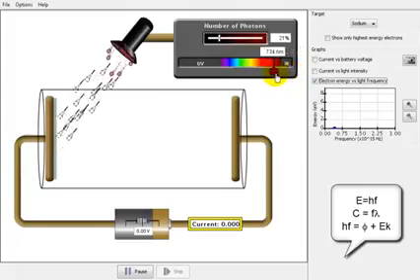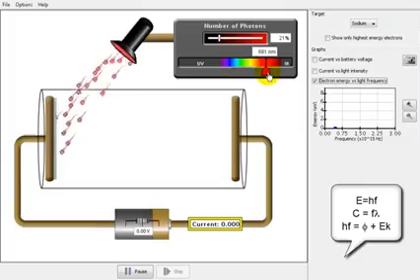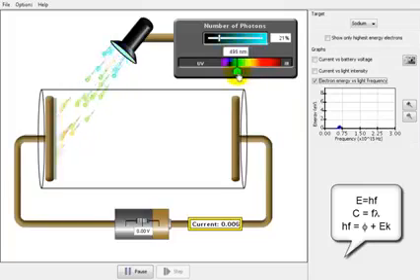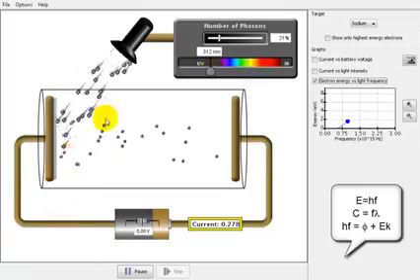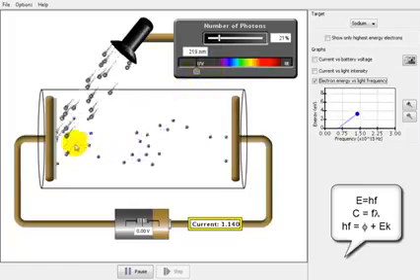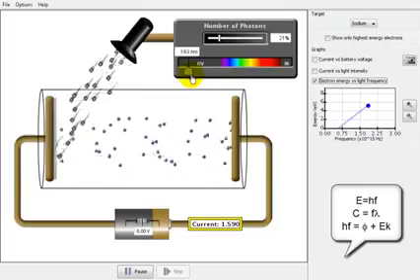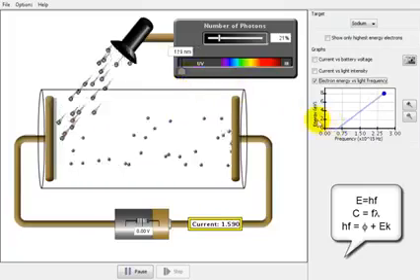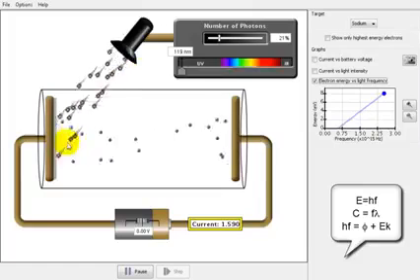If we decrease the wavelength of these photons, this has the effect of increasing its frequency, which also has the effect of increasing the energy of these photons. You will notice that as we get to a certain point, electrons start to be released from the metal surface. As I continue to increase their energy, the electron's energy also increases. So this graph is showing us that the energy is proportional to the frequency of these photons hitting.